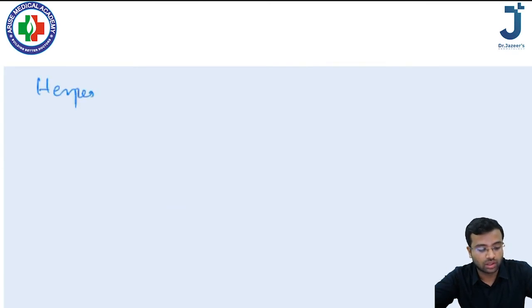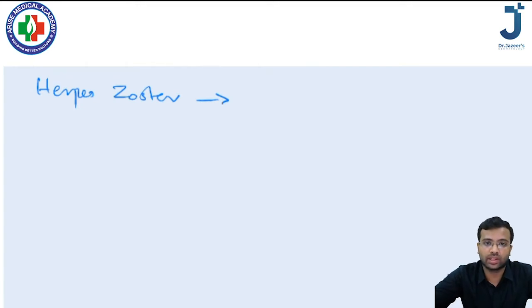Herpes zoster is a reactivation of the varicella virus. Initially you may get chickenpox, followed by a reactivation during adulthood or during some immunocompromised stage.